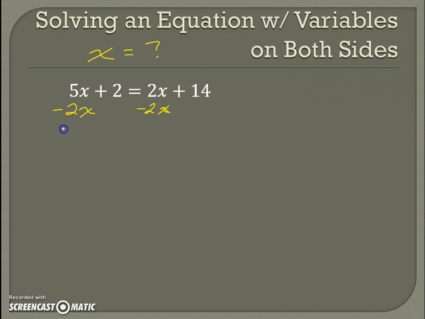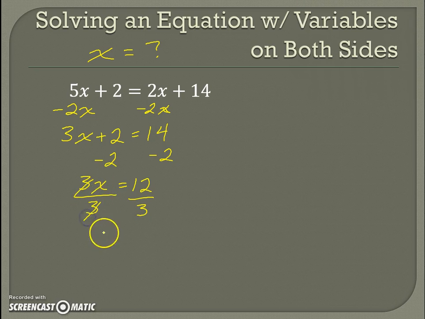These subtract out. This leaves me with 3x. And everything else just comes down. Now we get a two-step equation, which you guys should be experts on by now. So 3x equals 12. Divide both sides by 3. Those simplify, and I'm left with x equals 4.